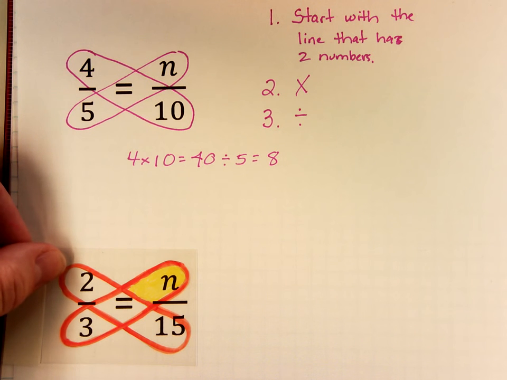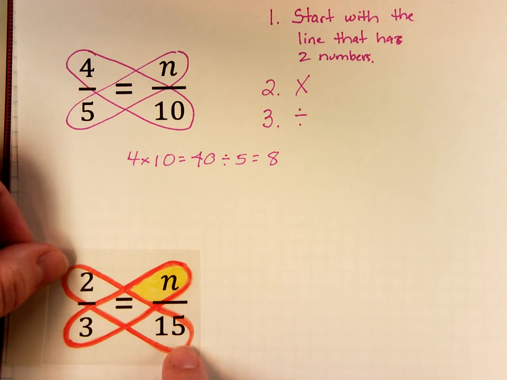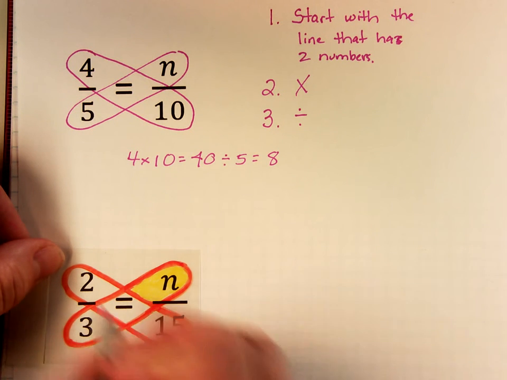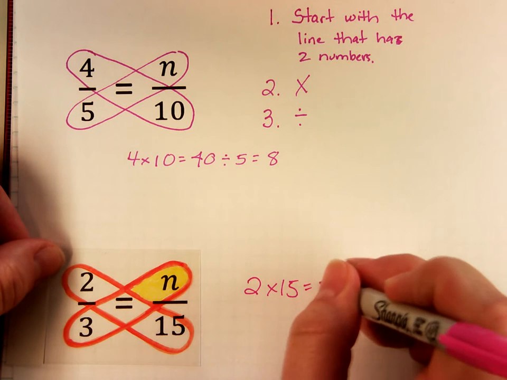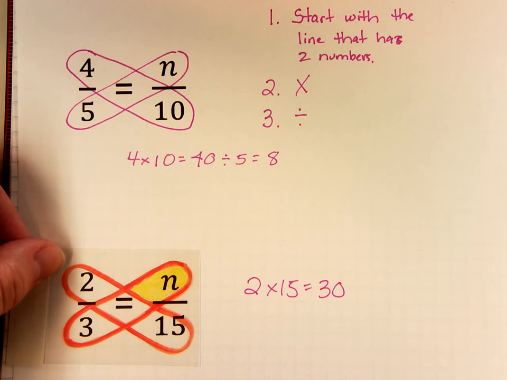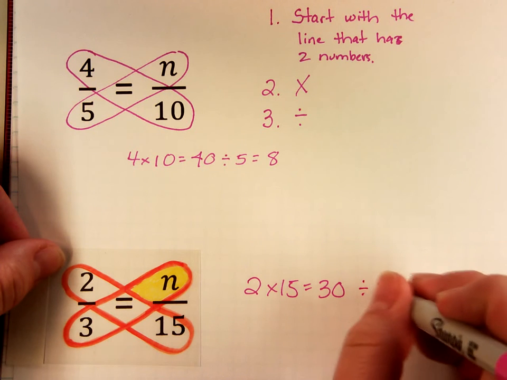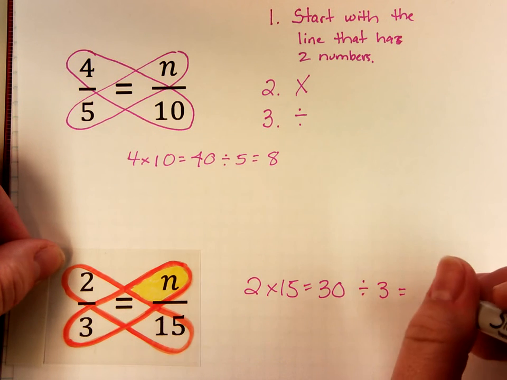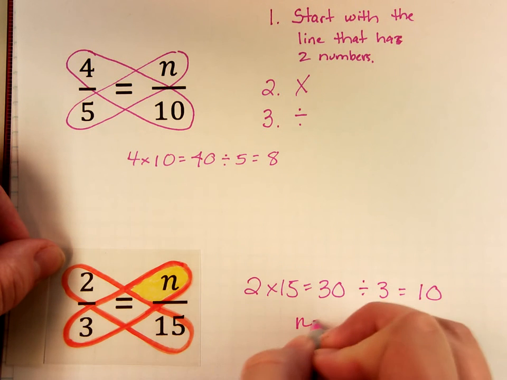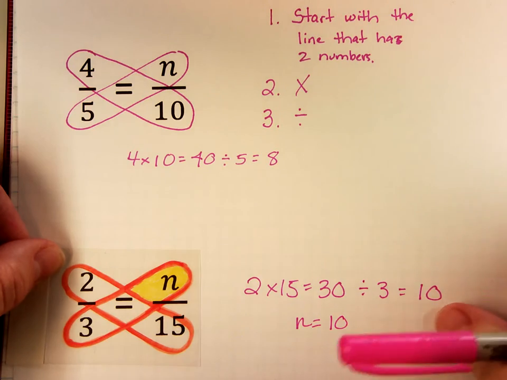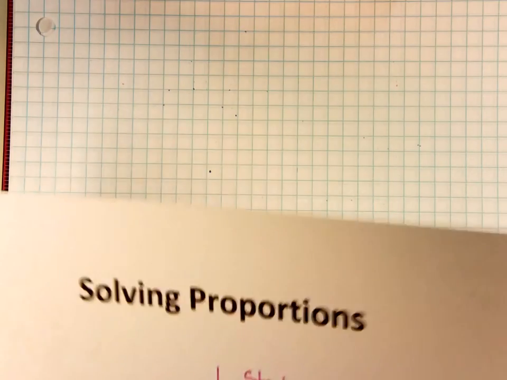2 over 3 equals n over 15. I place my plastic cover on top of it. Step 1 is to start with the line that has two numbers. 2 times 15 equals 30. Then you're going to divide by the number that you have left in the other line, which is a 3. 30 divided by 3 is 10. So n equals 10. It's actually kind of easy once you get the hang of it. Let's do another one.